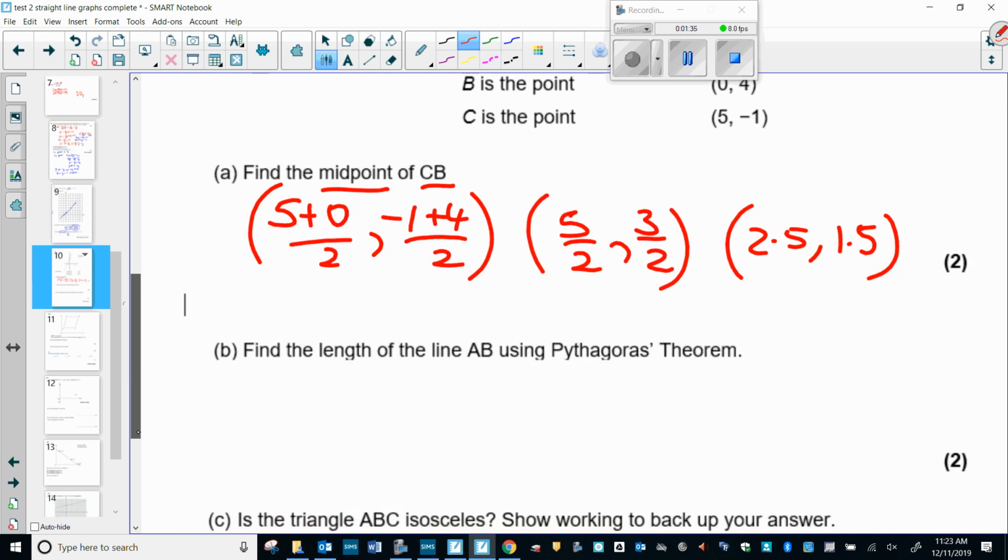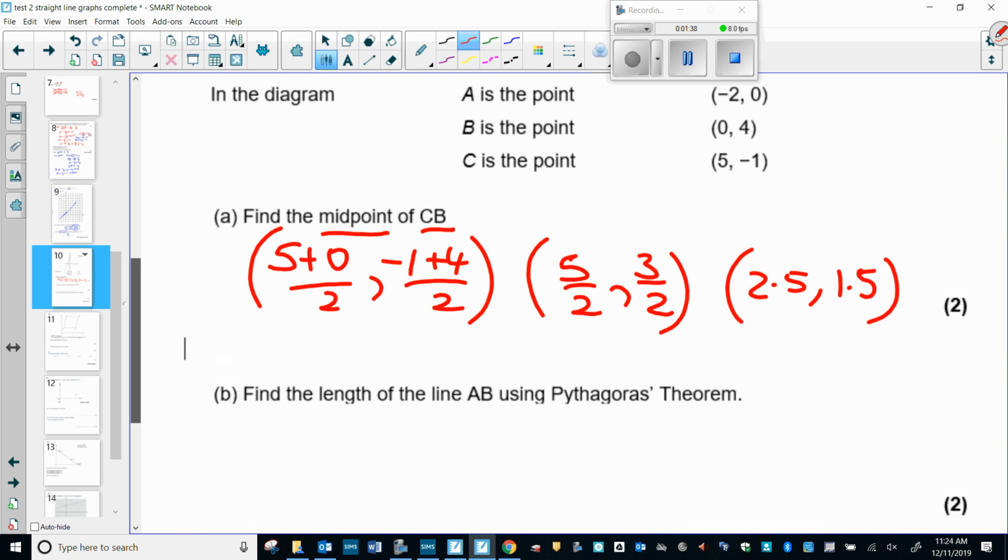So find the length of the line AB. Some people thought they were still talking about CB. Okay, so you've got to make sure you're reading questions. This is AB, so now we're trying to find AB. It says using Pythagoras' theorem, but that's how we learn how to do this.